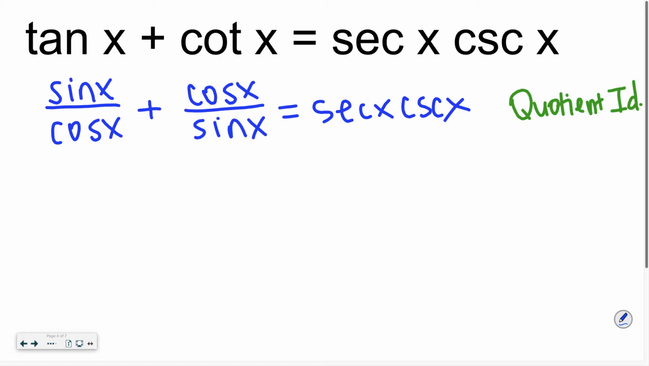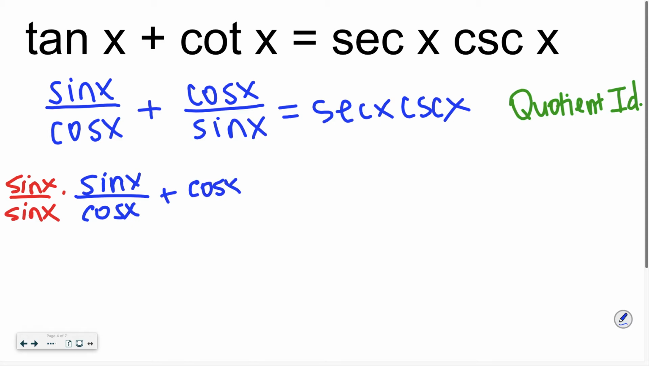All right. Now we have two fractions we're adding together. What would be a good idea? Common denominators. So we need to take our first fraction, and it needs a sine of x in the denominator, therefore also the numerator. And then we need to take our second fraction, and it's going to need a cosine of x in the denominator, so therefore also the numerator.